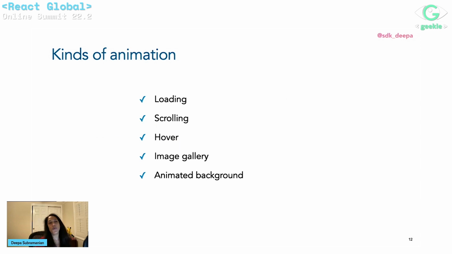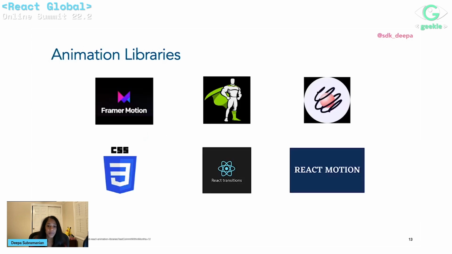Now, moving on to the kinds of animation that you would normally see in websites. I just gave you a few examples too, like loading, scrolling, and then hover-over effects, image gallery, animated background. That's what we saw in one of those examples too, right?